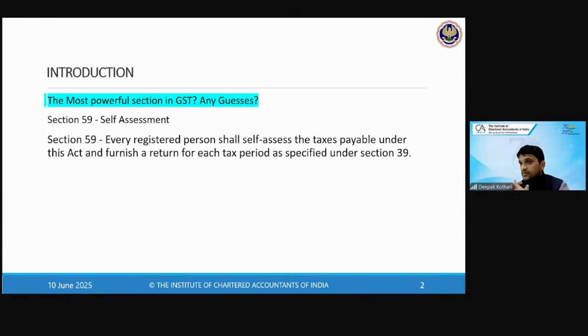Now, how does this assessment happen? You will take the supply, you know what the supply is, what the value of supply is. You have the law with you to determine the rate of tax and file your returns. So you are doing your own assessment by your own self.